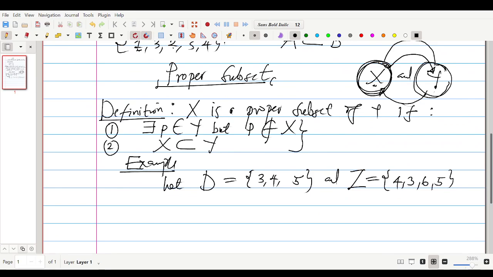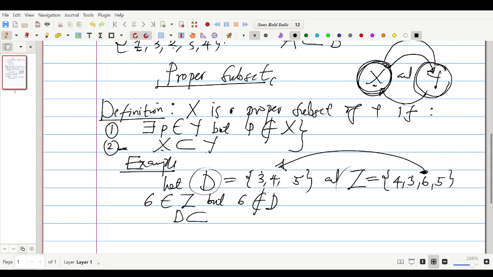Now in this case, the sets we are looking at are D and Z, not X and Y as in our definition. We can see that there is an element in Z, which is 6, but 6 is not found in D. So the first condition is satisfied. That is, 6 is an element of Z, but 6 is not an element of D. Is that clear? The second condition is that D should be included in Z. Does that happen? Yes. 3 is an element in D, and 3 is also in Z. 4 is an element in D, 4 is also in Z. 5, the same thing. That means the set D is included in Z, and for that reason we can say D is included in Z in symbol form.